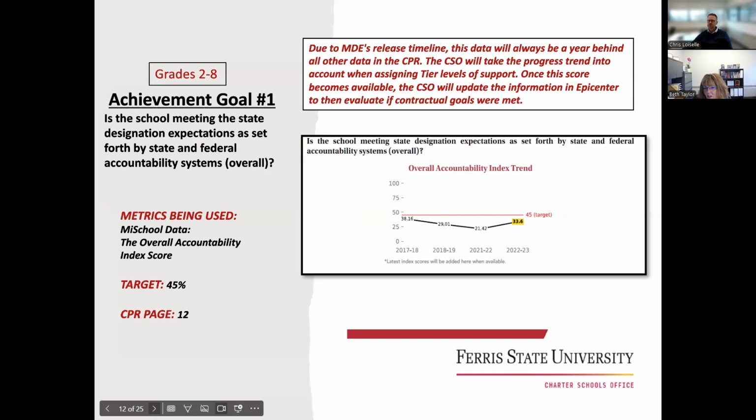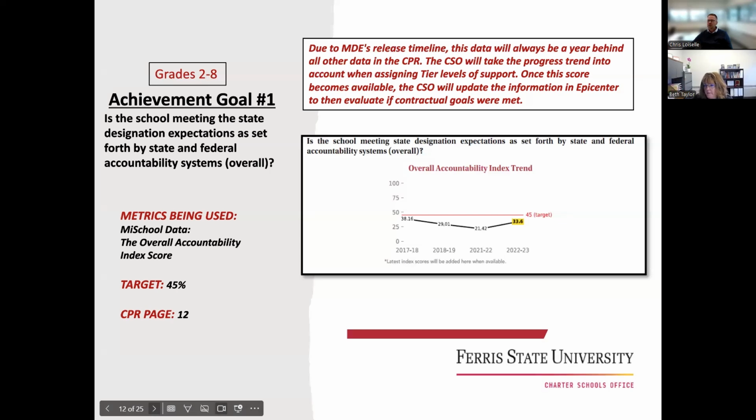And again, just like growth goal number 1, due to the MDE's release timeline, this data will always fall a year behind, and the CSO will take the progress trend into account when assigning tier levels of support. Once the score becomes available, the CSO will update the information in Epicenter to then evaluate if contractual goals were met.